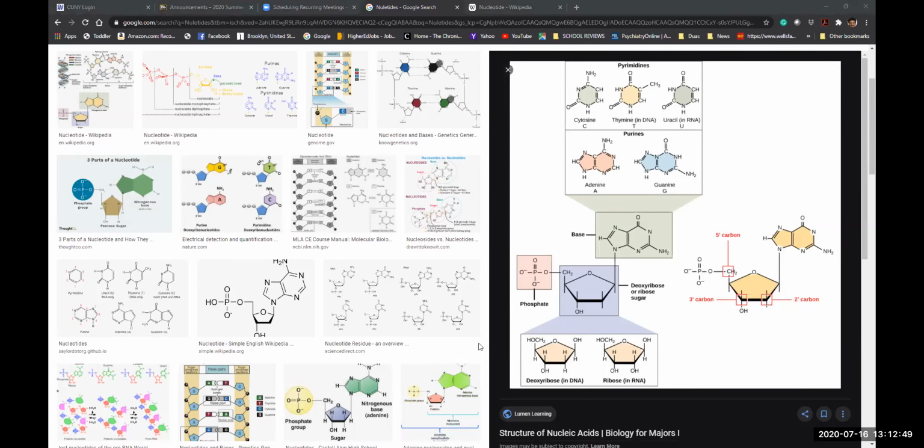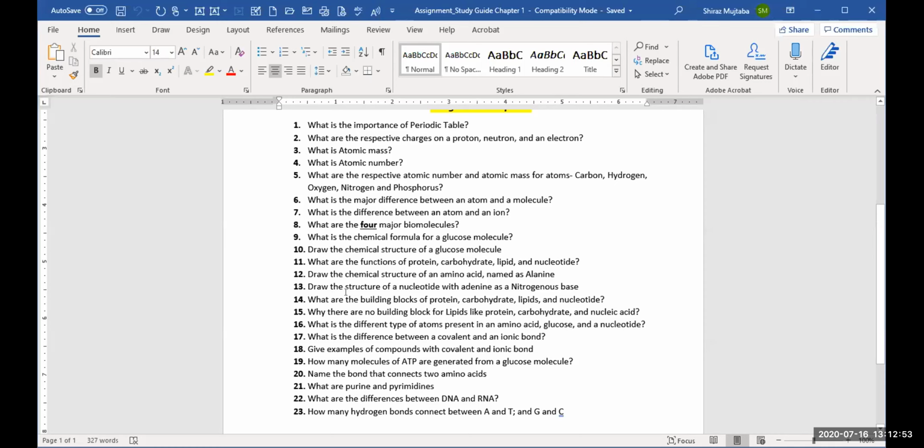So let's go to the next question. I went into detail: draw the structure of nucleotide with adenine as its nitrogenous base. Now, I mentioned to you before, what are the building blocks of protein? Amino acid. What are the building blocks of carbohydrate?